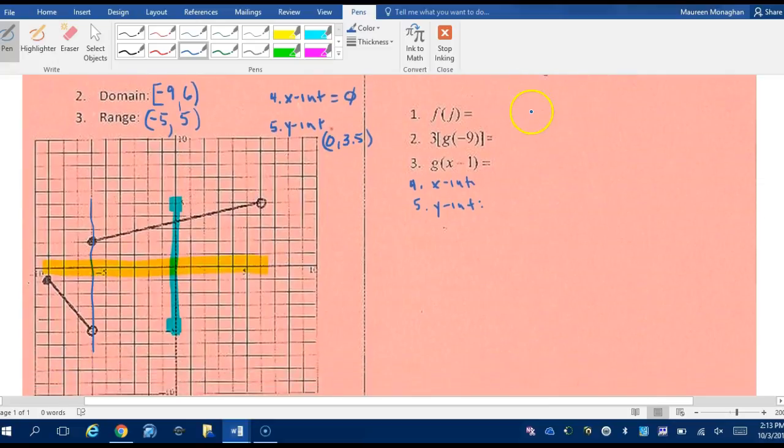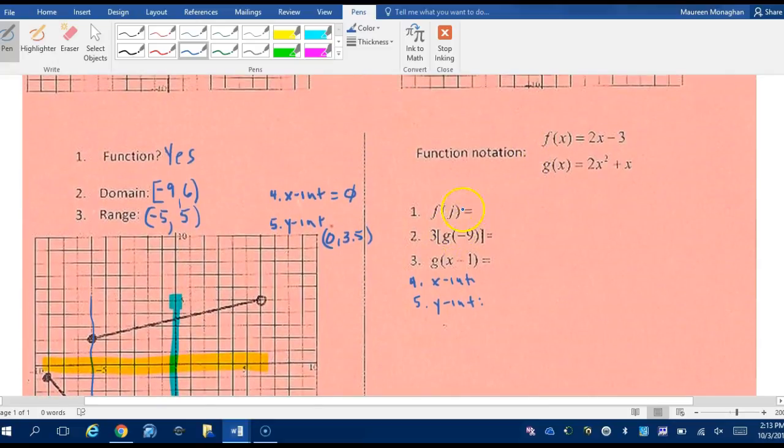The next part is we're going to find some function notation. Function notation is f of x equals y. Or you would say g of x equals y. The x, the number in the parentheses, is always your x. Or that's where it will go. So f of j, we're going to use this one for the first one. Instead of x, they put in a j. So we're going to put a j in instead of x. And there's your answer to number 1.